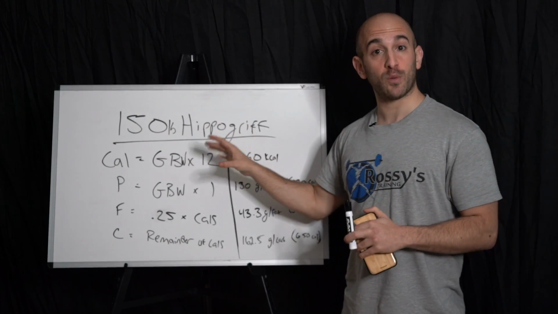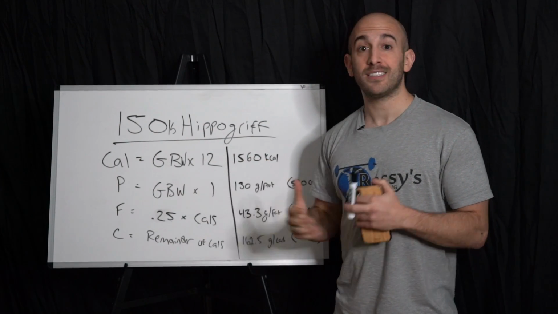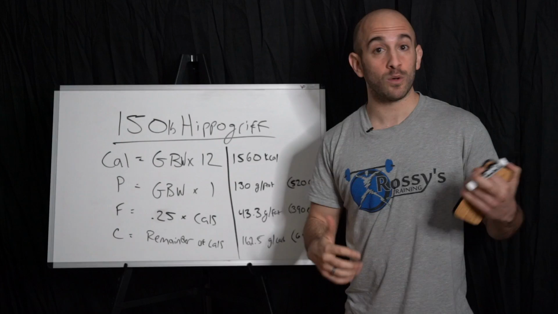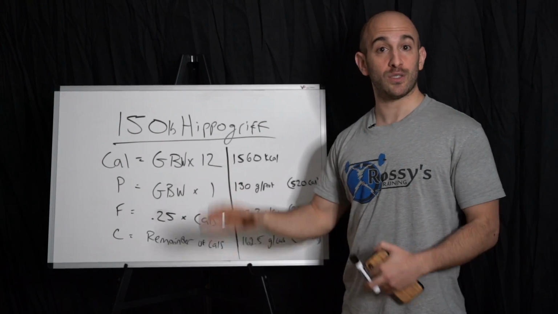For the sake of example, we're using a 150-pound hippogriff. Doesn't matter if it's a male hippogriff or a female hippogriff. Doesn't matter if it's really a hippogriff or a werewolf or a house elf or whatever. For this example, we're going to use a 150-pound hippogriff.